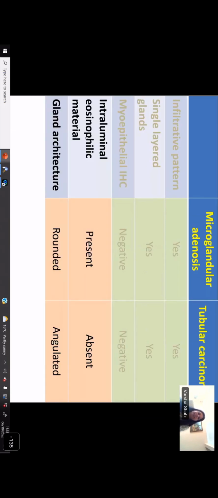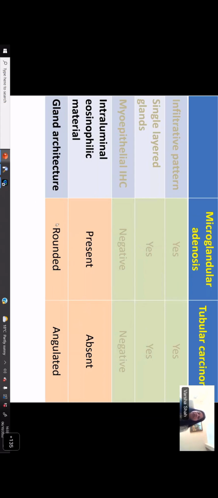Both have an infiltrative pattern under the microscope. Both have single layered glands. There's no myoepithelial layer, so the IHC is negative for myoepithelial cells. But this is very typical: intraluminal eosinophilic material is very typical of microglandular adenosis. We rarely see that in tubular carcinoma.